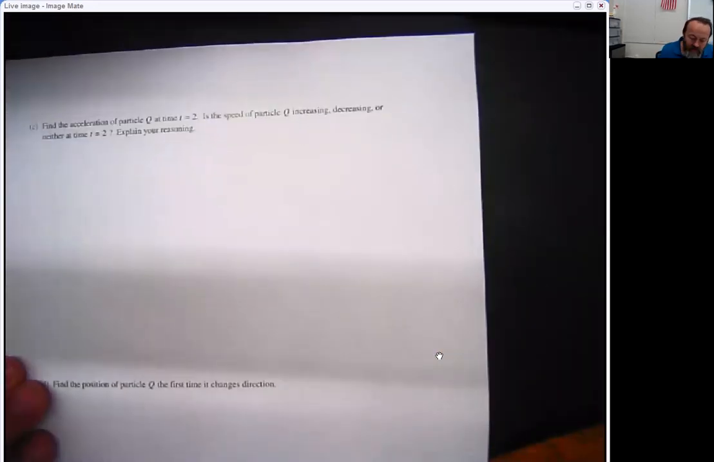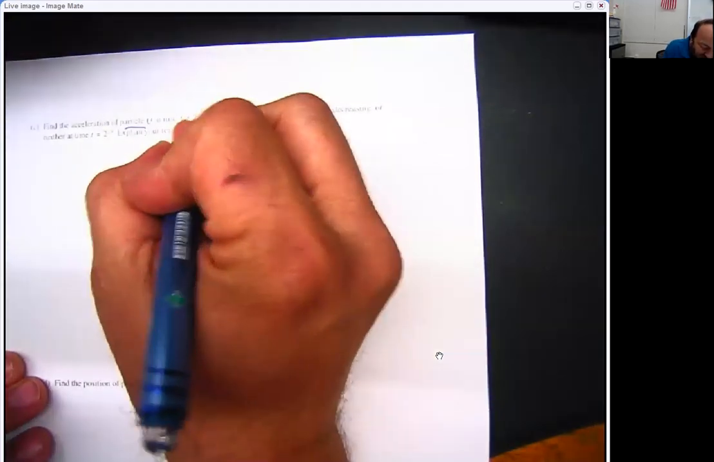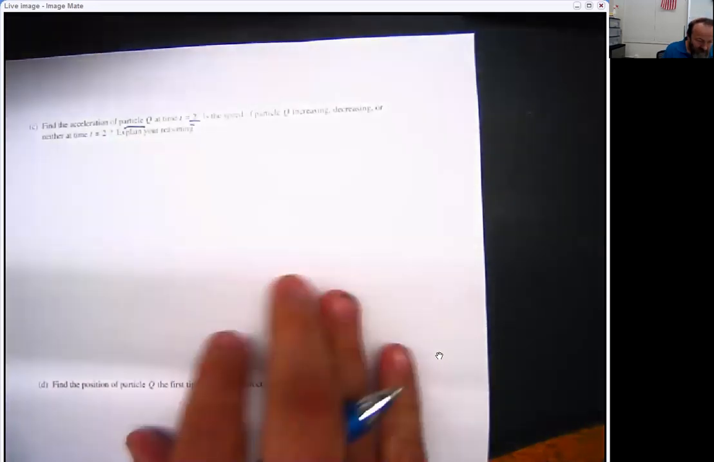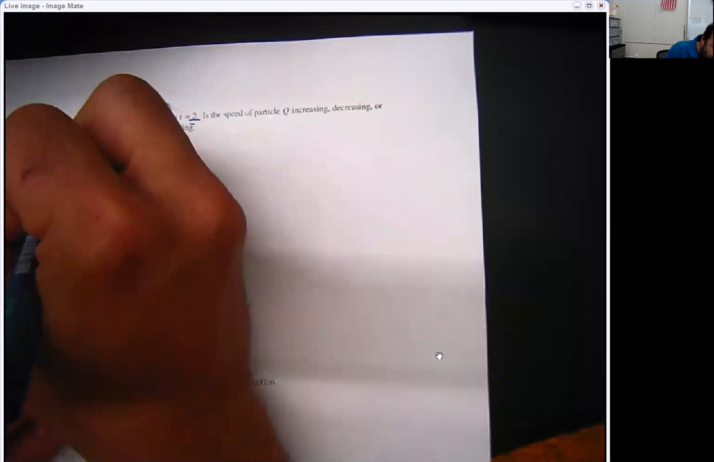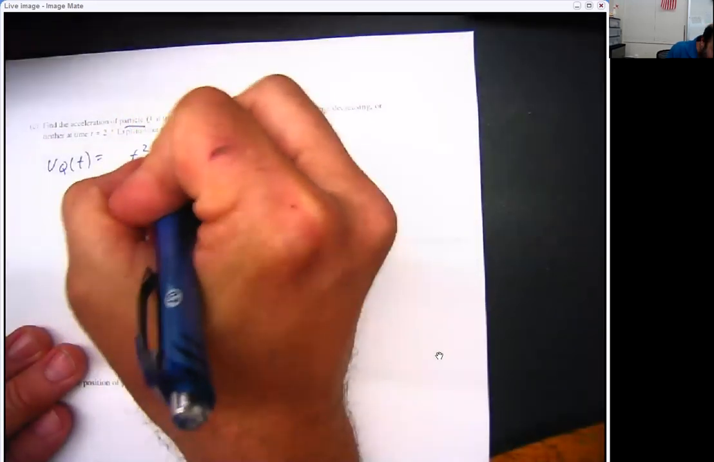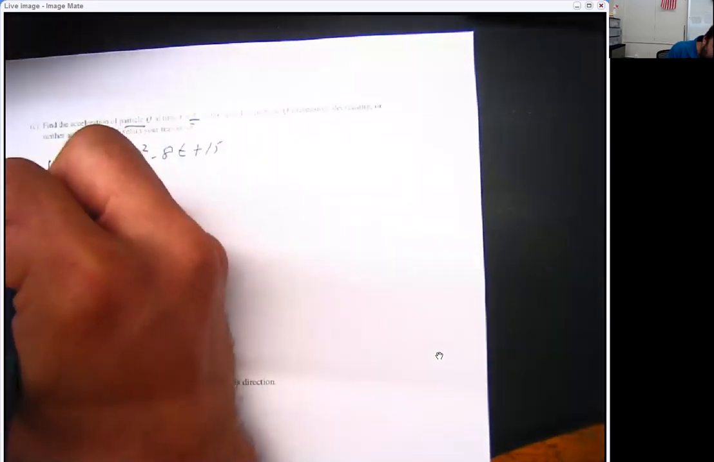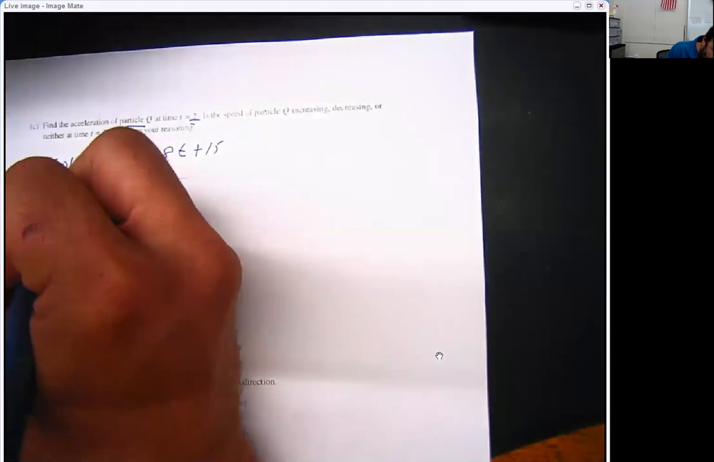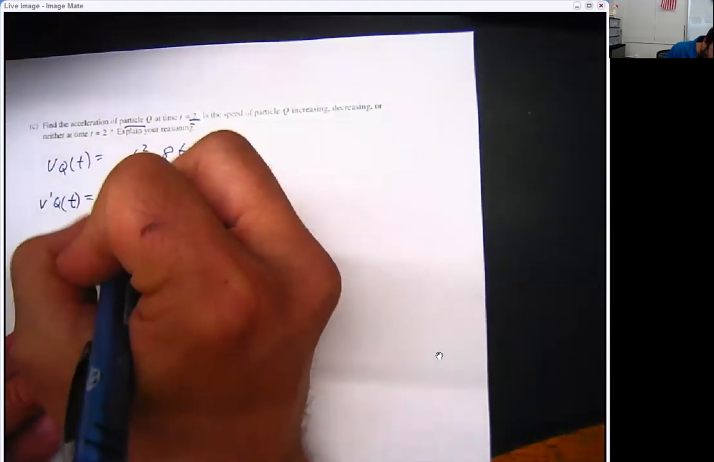Now, when we move on to part C, it says find the acceleration of particle Q. So specifically, the acceleration of particle Q. What I need to look at is, first off, v sub q of t was given to be t squared minus 8t plus 15. And I know that v prime of q of t would be a of q of t.